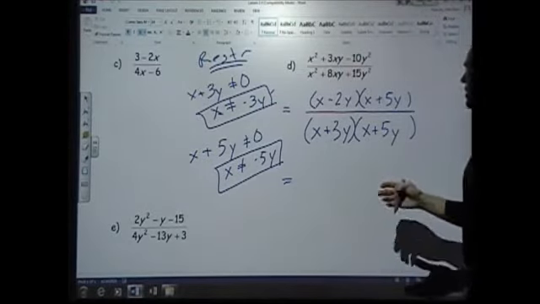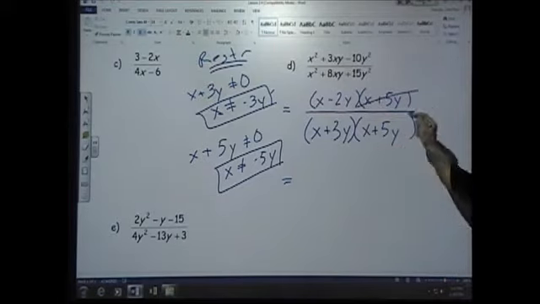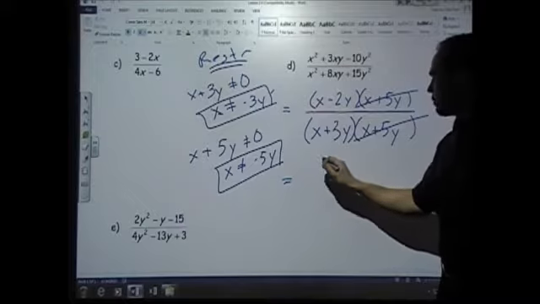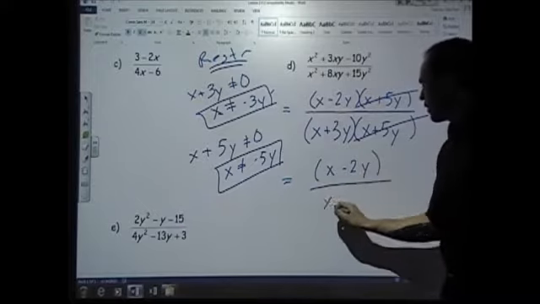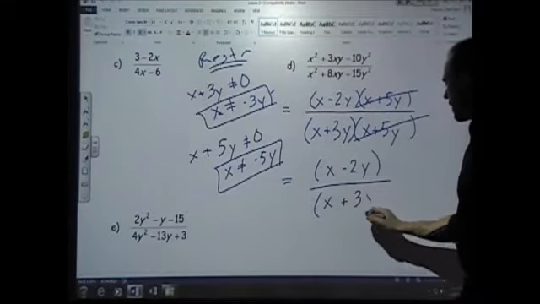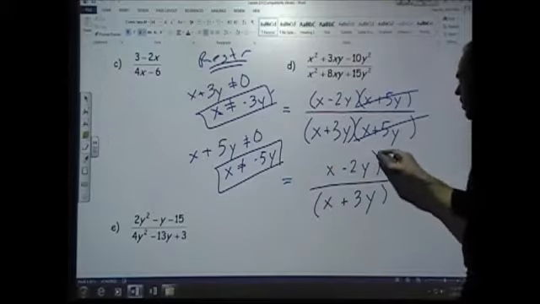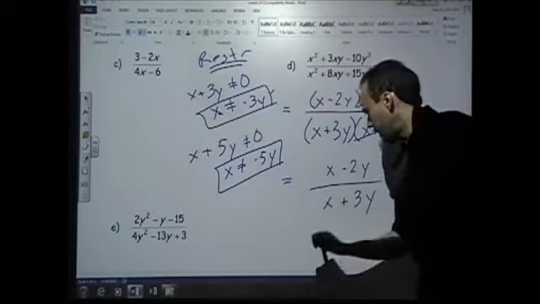Then I can cancel out things because these are all factors being multiplied by each other. So that divided by itself is gone. On the top, I'm just left with x minus 2y, and on the bottom, I'm just left with x plus 3y. Now, of course, I don't have to write these brackets anymore. I can just have that as my final answer.